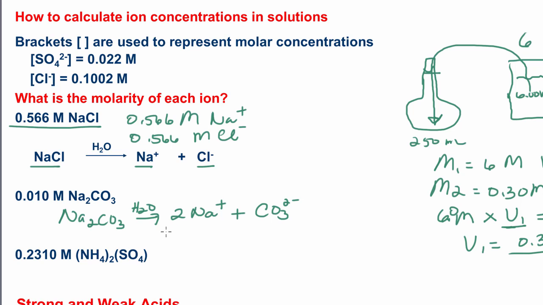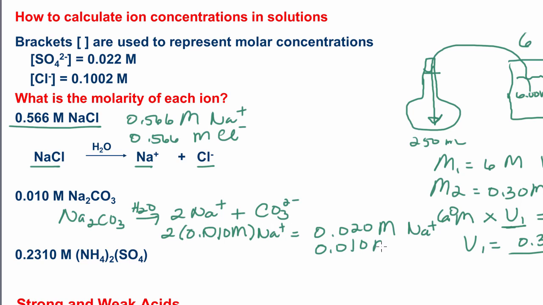So what we have is 2 times 0.01 molar sodium ions. So that's going to give us 0.02 molar sodium ions, and we have a 2-to-1 ratio of sodium ions to carbonate ions, and that would be 0.01 molar in carbonate ions.